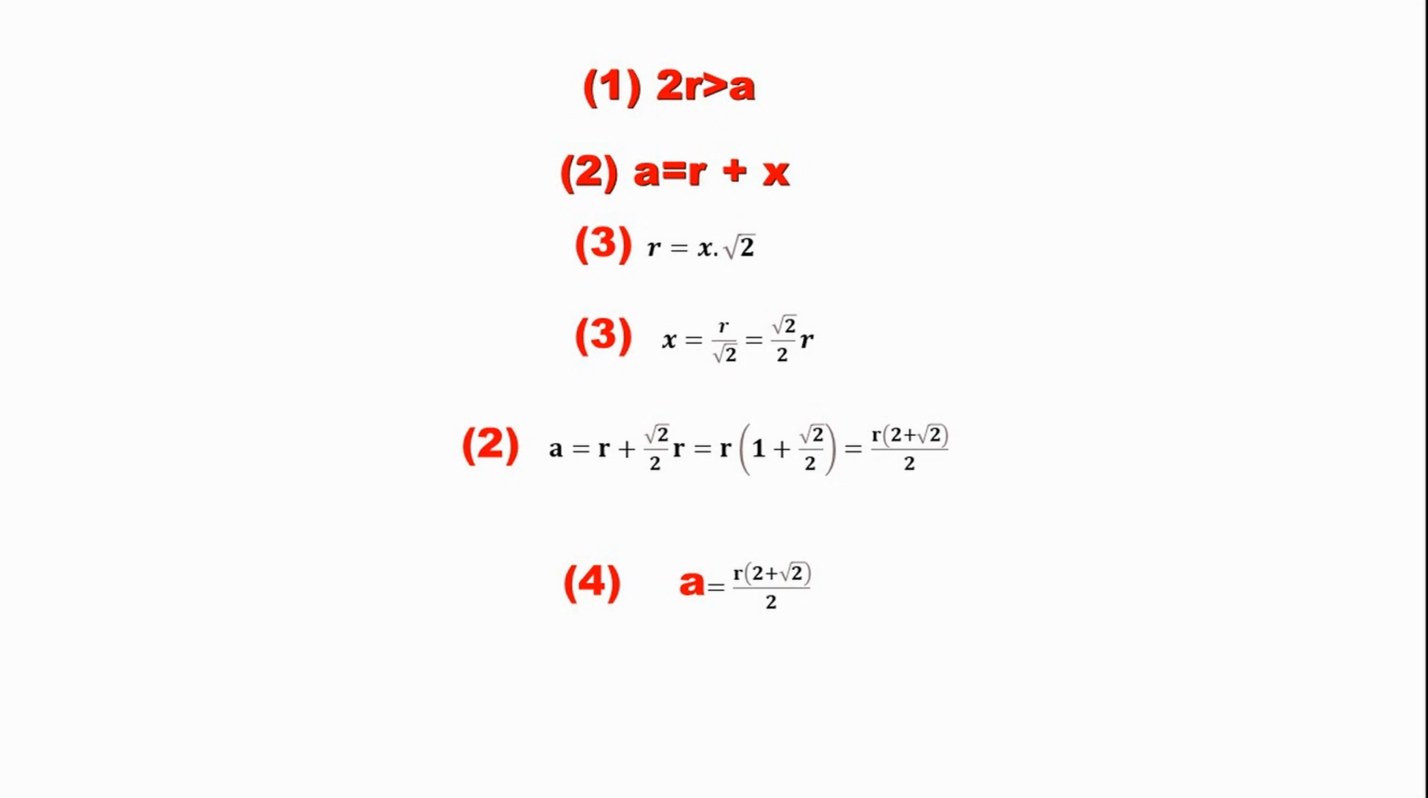Solution, continued. Let us have both equalities, 2 and 3. 2, A equals R plus X. 3, R equals X multiplied by square root 2. 3 is also written finally, X equals R multiplied by square root 2 divided by 2. So, 2 is written after replacing X: A equals R multiplied by brace 2 plus square root 2 brace divided by 2.